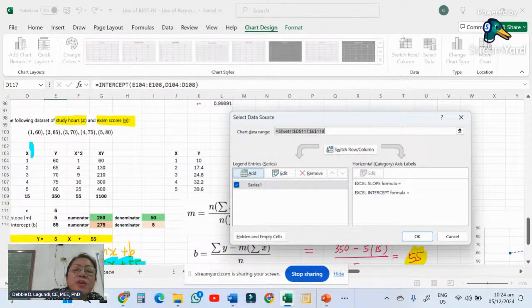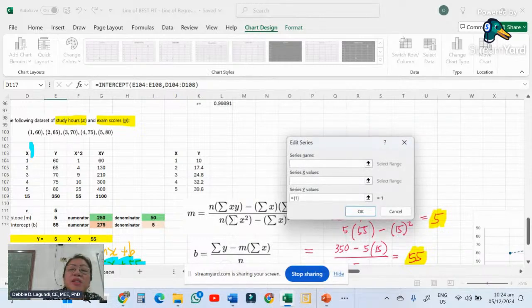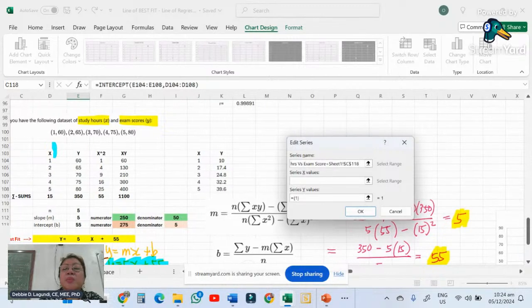All you need to do is press the add, and you will have series name. If you'd like to put a name in here, like the relationship of X and Y, the series name would be hours versus exam score. That could be a description of what your graph is. I'll put an underscore there because they should be in one word. Okay, hours versus exam score.